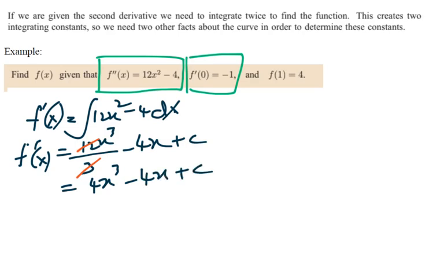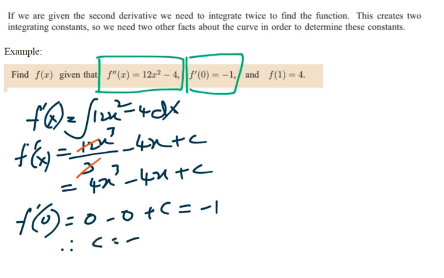The information given in the question is that when x is equal to 0, substituting 0 into the equation, you get 0 - 0 + c equal to -1. Hence, we can say that c is equal to -1 for this equation. So f'(x) will be equal to 4x^3 - 4x - 1.